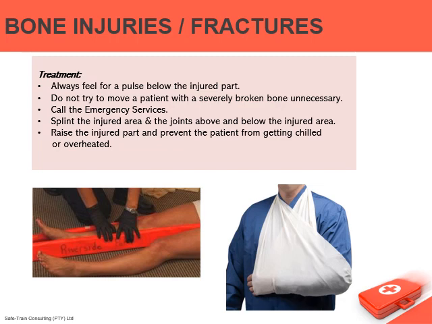Make a soft splint from folded blankets or towels, or use a triangular bandage to make a sling. This is another type of soft splint, used to support an injured arm, wrist, or hand. Use folded magazines or newspapers, cardboard, or metal strips to support the injured body part with a rigid splint. Use several folded triangular bandages to secure the injured body part to the splinting material, tying them securely but not too tight. Raise the injured part and prevent the patient from getting chilled or overheated.